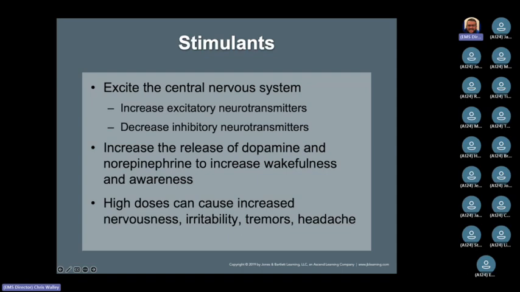Stimulants. The stimulation of the CNS, we accomplish that by increasing the excitatory neurotransmitters and decreasing the inhibitory neurotransmitters. Certain stimulants will affect either side. Some examples of stimulants we talk about are caffeine and cocaine. Whew, those are in different spectrums there. And then we have your prescription and illicit amphetamines. They increase the release of dopamine and norepinephrine to increase wakefulness and awareness and decrease drowsiness and fatigue.